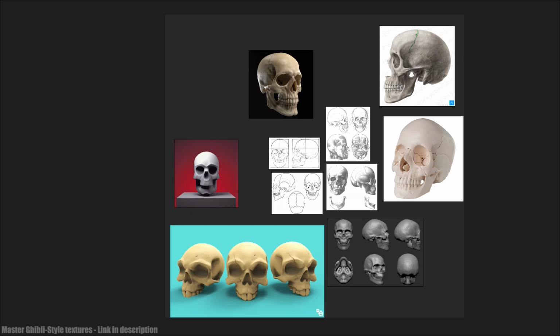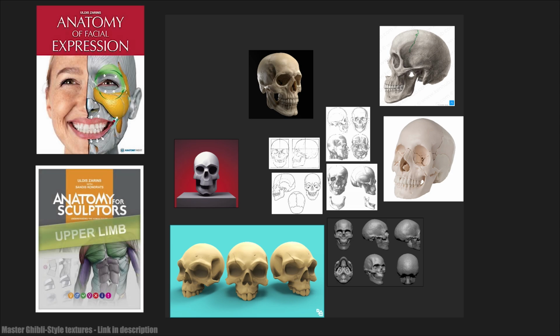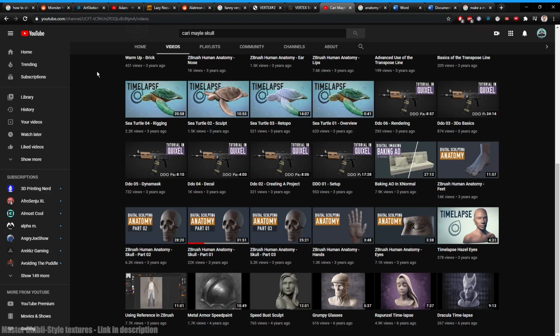To really get into organic objects, you should practice a lot. Stylized art is based on realism, just exaggerated. Using real-world skulls will actually help you practice for the stylized ones. Books like Anatomy of Facial Expressions and Anatomy for Sculptors have a lot of good reference for the human body, not just for skulls. My teacher Carrie also has a video series on how to do a human skull.